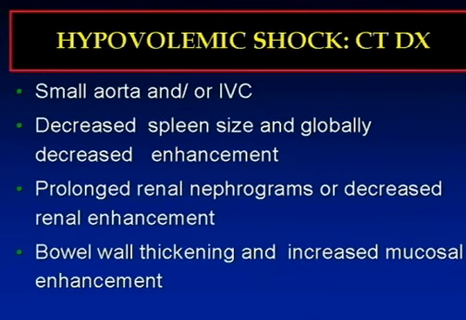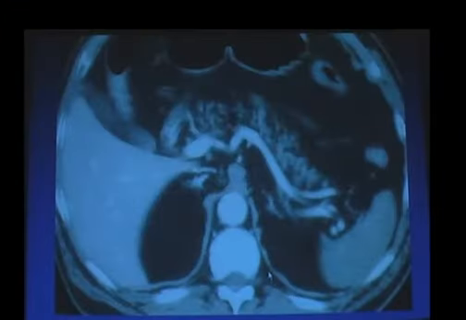So the findings that we're going to look for are the presence of a small aorta and/or inferior vena cava, decreased spleen size and globally decreased splenic enhancement. You can see prolonged renal nephrograms, or you can actually have decreased renal enhancement. And you're also going to look for the presence of shock bowel manifested by bowel wall thickening and increased mural enhancement.